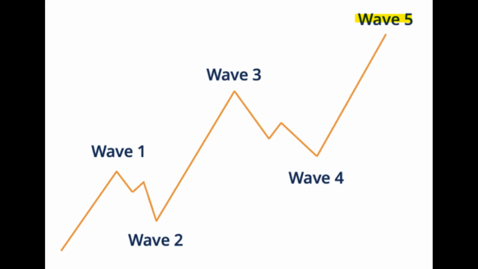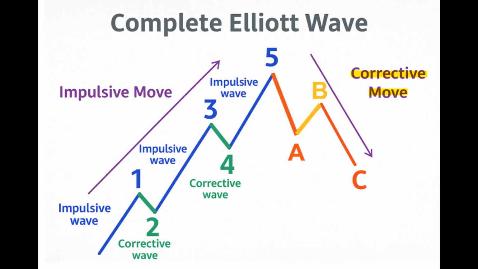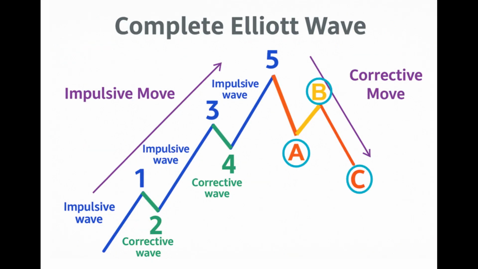Wave 5 is driven by hype and euphoria. Beginners rush in late, believing the trend will never end. Then comes the ABC correction. Wave A drops, Wave B gives false hope, and Wave C completes the reset before a new cycle begins.